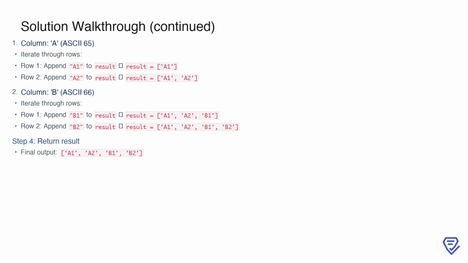Moving to column B, which corresponds to the ASCII value 66, we repeat the same process. For row 1, we append B1, resulting in A1, A2, B1. For row 2, we append B2, and the final result becomes A1, A2, B1, B2. At the end of these iterations, we return the result list, which contains all the cells in the specified range.